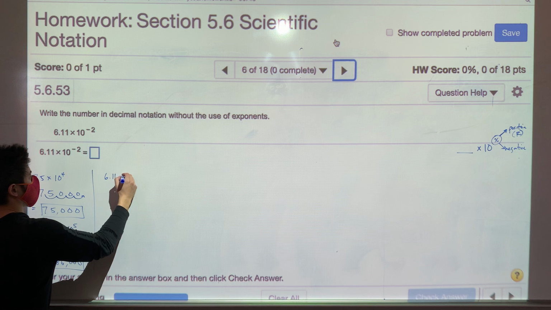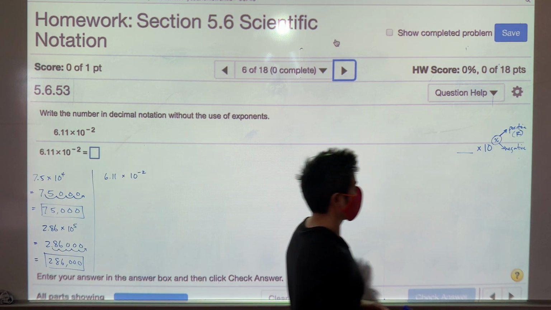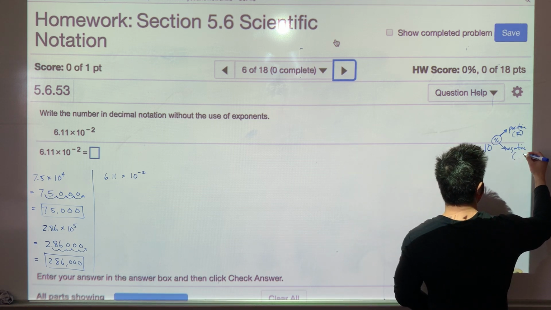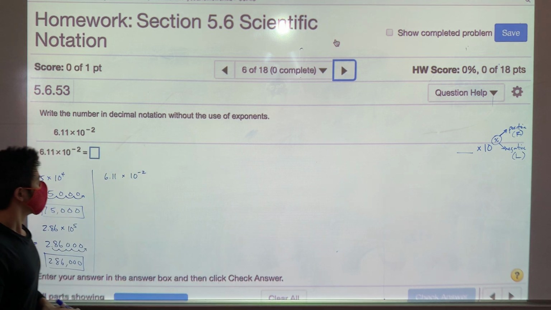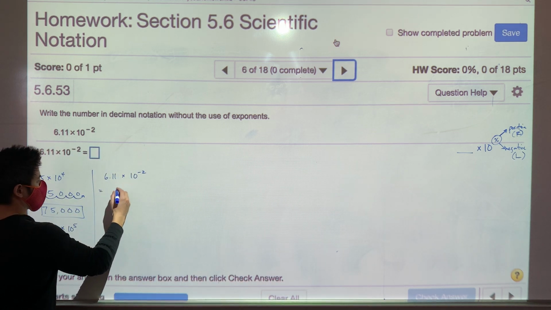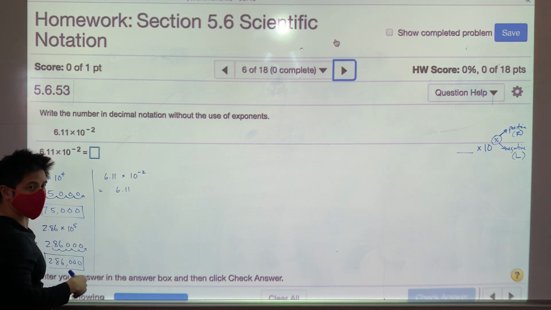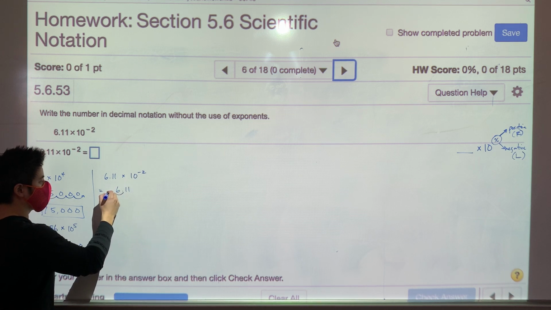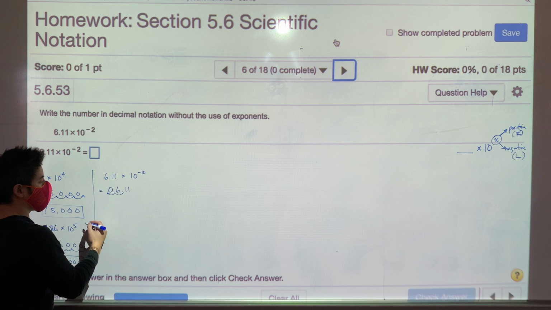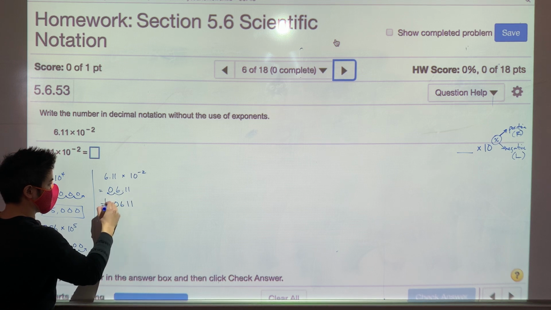Next one, 6.11 times 10 to the negative 2. Now, you can guess that in the event that our exponent is negative, instead of moving to the right, we're going to move to the left by that number of spaces. So I'm going to rewrite 6.11 here, and because that's a 2, I know I'm going to move 2 places, because that's a negative, to the left. 1, 2 to the left. Again, fill in any open spaces with a 0, so my answer is going to be 0.0611.